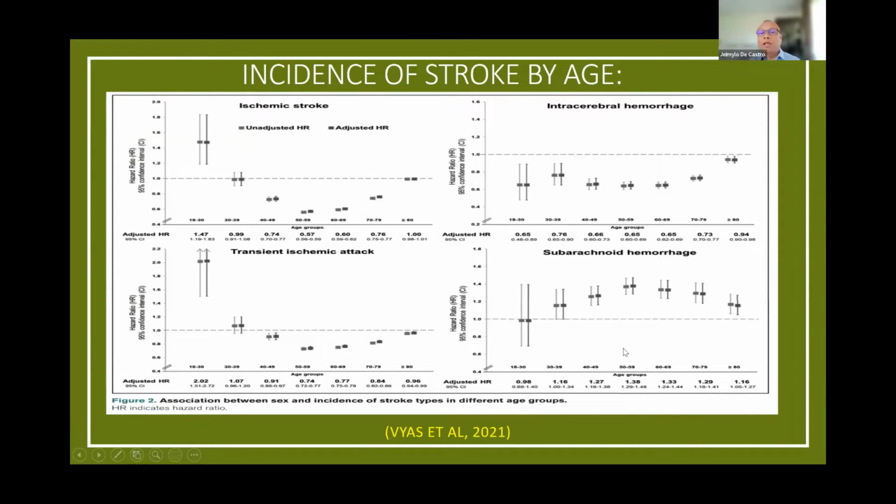Now, as we shift from the intracerebral hemorrhage to subarachnoid hemorrhage, again, the pattern is different. Here, you have 50 to 59 years old to be mostly affected. And of course, it may also secondarily affect 60 to 69 years old. So the age of patients differs.